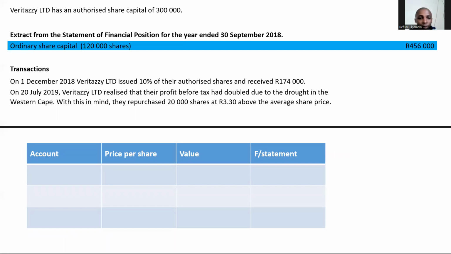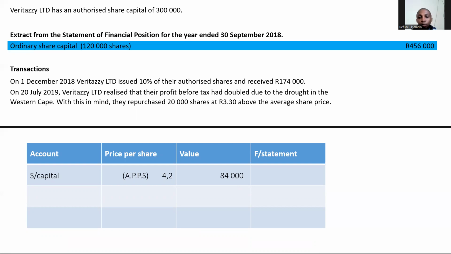So we know that share capital will decrease by the average price per share, which is 4.20 cents. We bought back 20,000 shares. When you take 4.20 cents and multiply it by 20,000 shares, it'll simply give you that 84,000 rand. How much actually went out? This is where people are tempted to make a mistake.